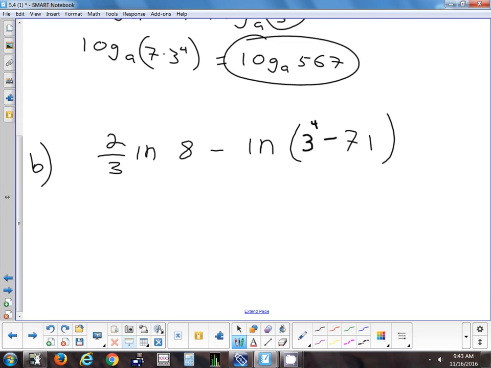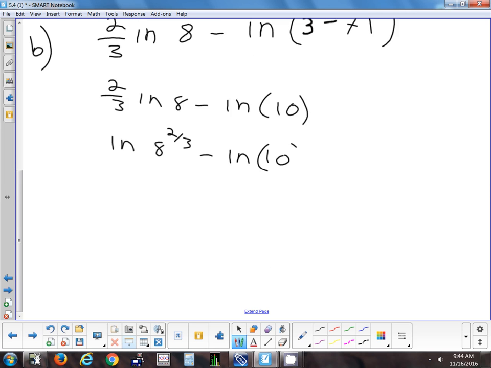Does anybody see something you could do right away there that's not even logarithm rules? Is it 3 to the 4th? How much is that? That's 81. And what's 81 minus 71? 10. So, might as well simplify that. Move the 2/3. Where would the 2/3 go? An exponent? On what number? 8. All right, and I'll show you how you do that. One way, just type it in on your calculator. Or it's not really that hard to do in your head.